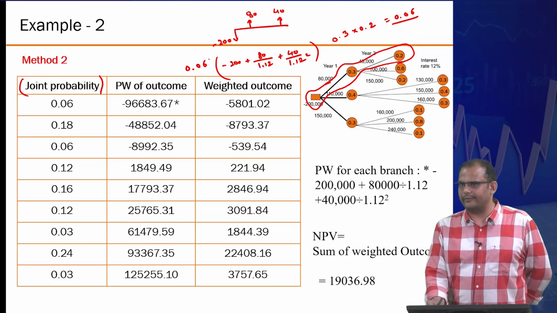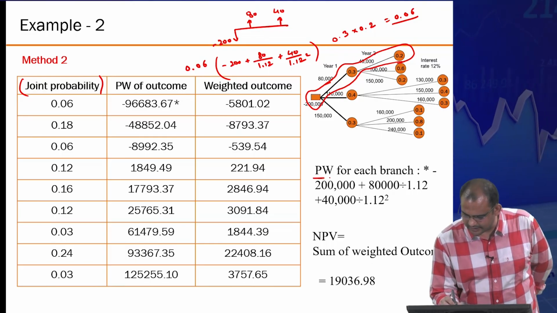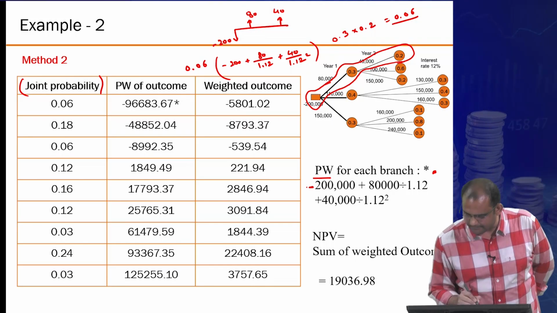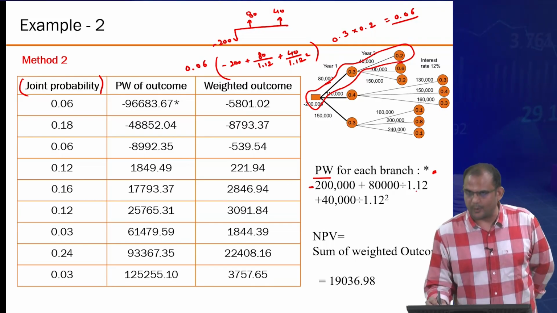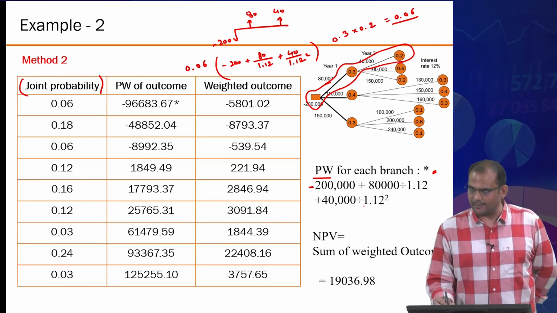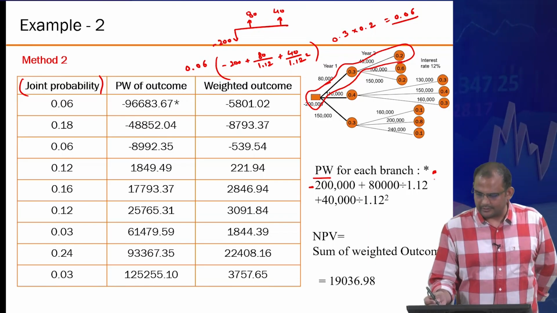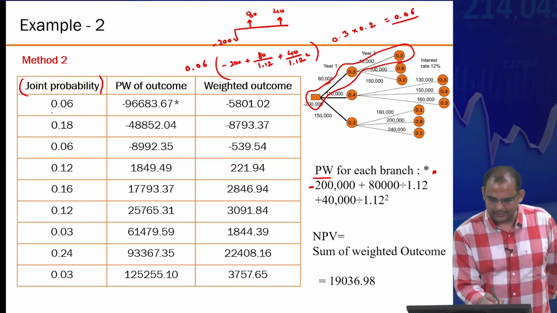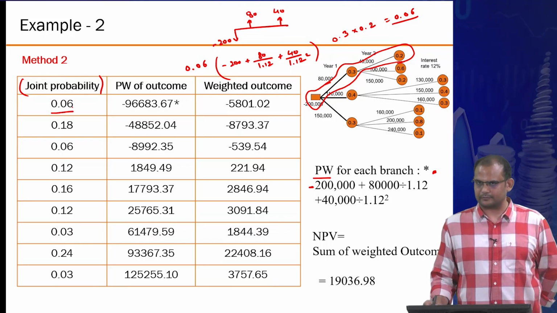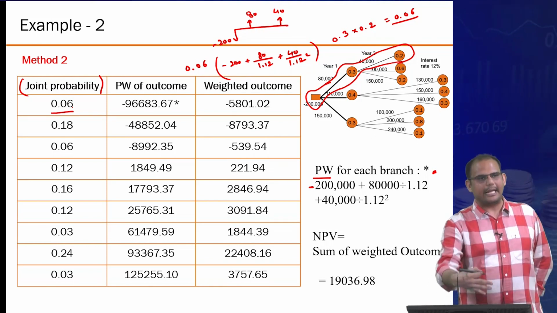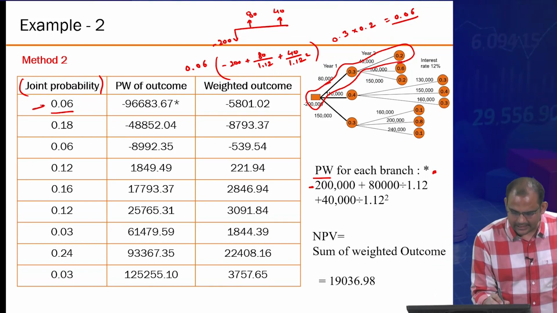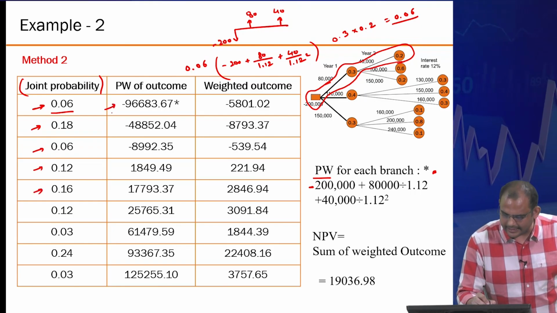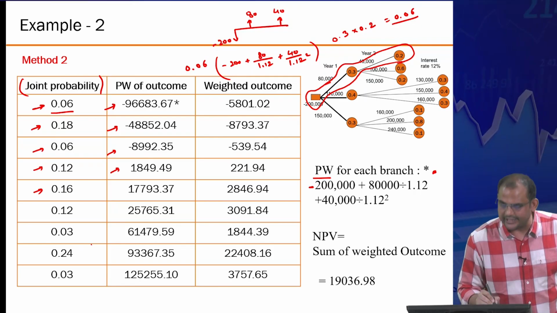Got an idea? How did we do the calculation? So, this is the present worth of this particular branch, which is minus 200,000 plus 80,000 upon 1.12 plus 40,000 upon 1.12 whole square. The whole probability of this branch occurring is 0.3 into 0.2, which is 0.06, right? So, you can make a table like this where you are writing the probability of individual branches and the corresponding present worth of each of those branches.